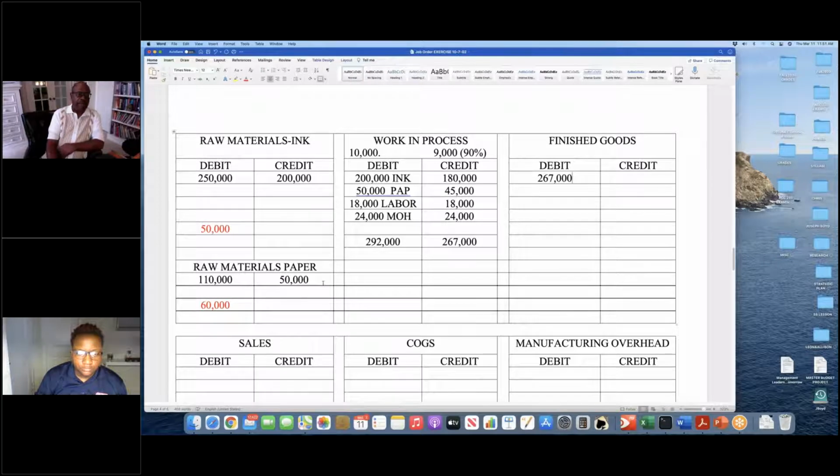How much do we have left in finished goods? I mean, in work in process now. 25,000. Where does that 25,000 come from? 292 minus 267. Yeah, the leftover of raw material that we didn't use. Leftover raw materials.